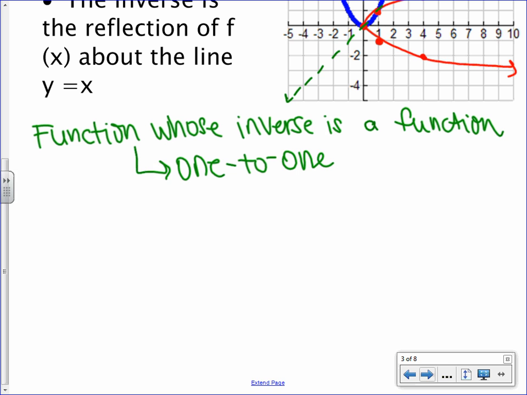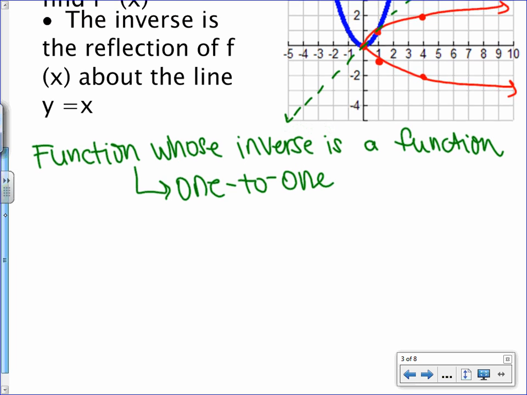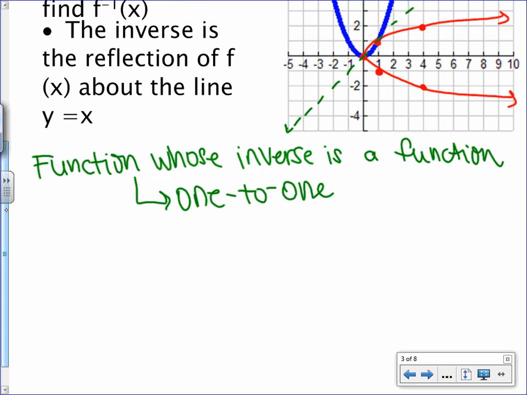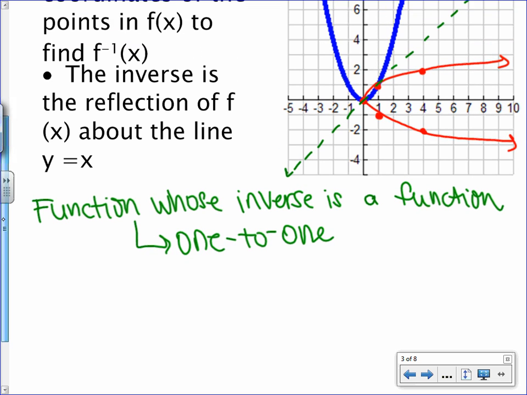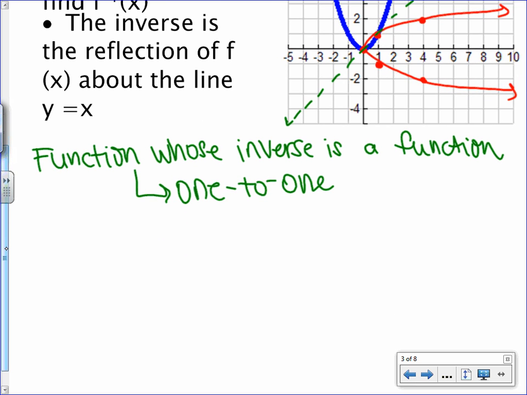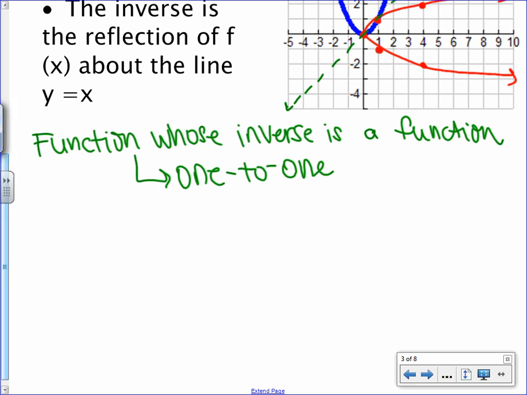The only way that I would be able to say that a quadratic, like we have up here, has an inverse would be to restrict the domain. Now, we have what's called the vertical line test to see whether a graph is a function, correct?